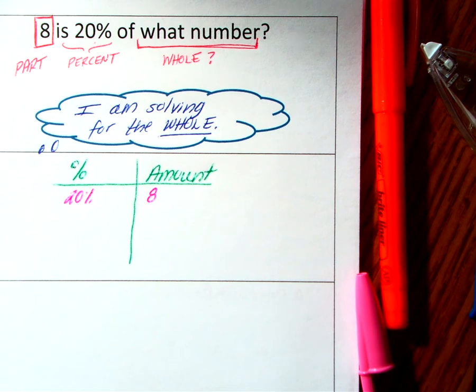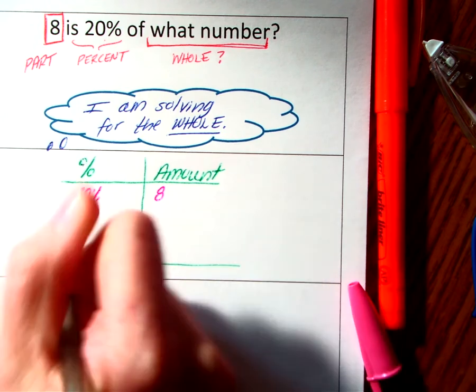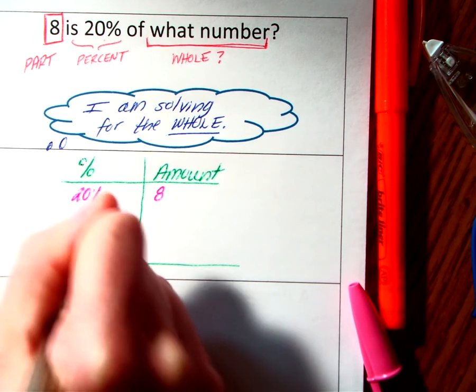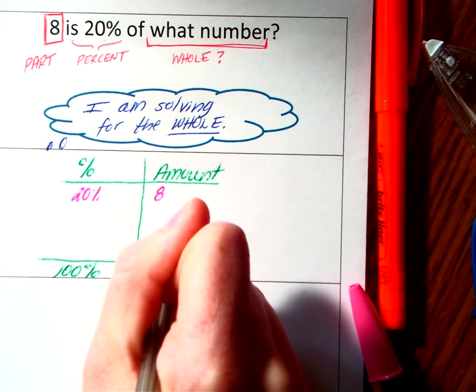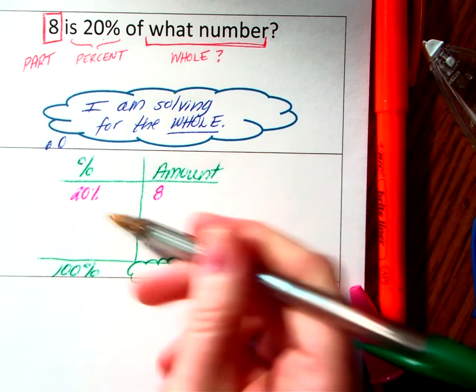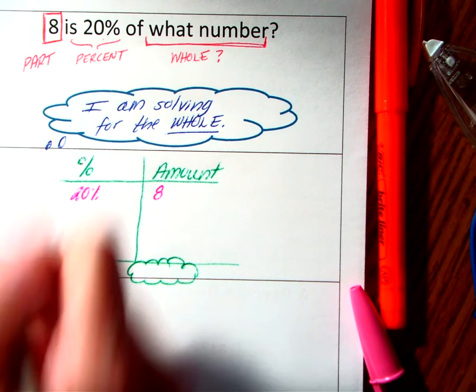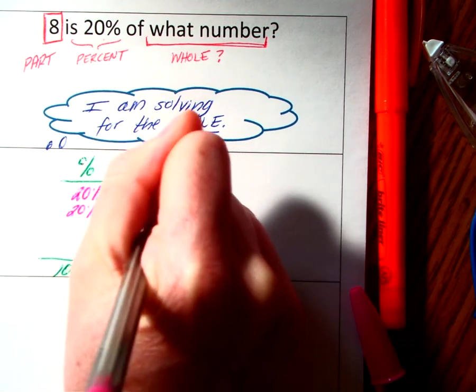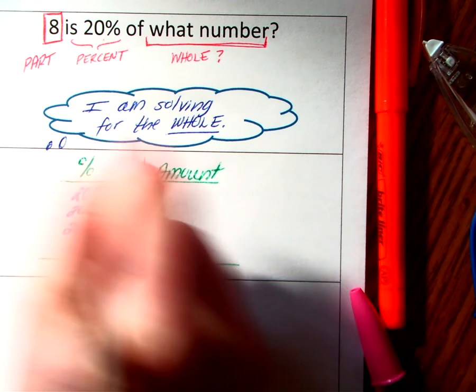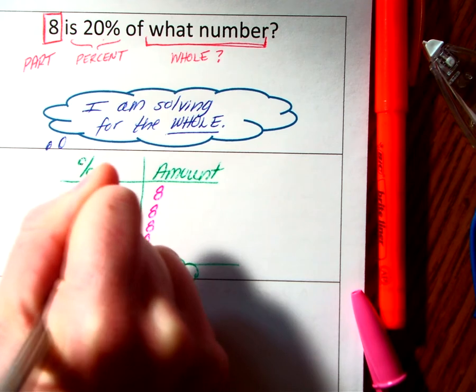Well, I am aiming to get to 100% because I want to know the whole amount. So I'm trying to get way down here to 100%. I want to know what goes here. So I just need to piece it together until I get to 100%. And that looks like this. Another 20 would make 40%. Another 20 would make 60%. Another 20 would make 80%. Another 20 would make 100%.